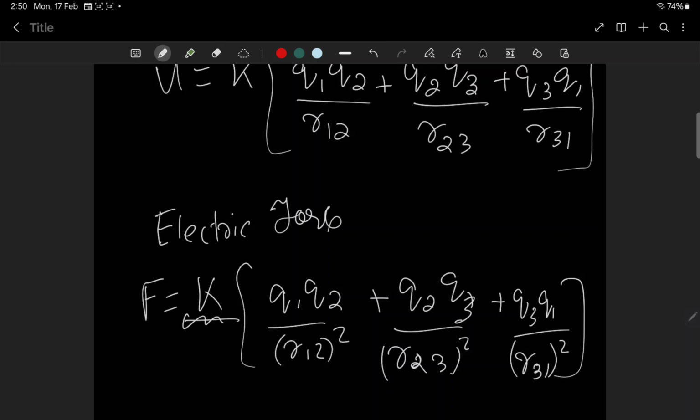This is important. It is important to understand this thing. That is, if you want to find the total potential of a system of charges, or total electric force or electric field of a system of charges, you should add it accordingly. The distance between each pair of charges should be taken and added. That's very important. Don't forget. Okay.